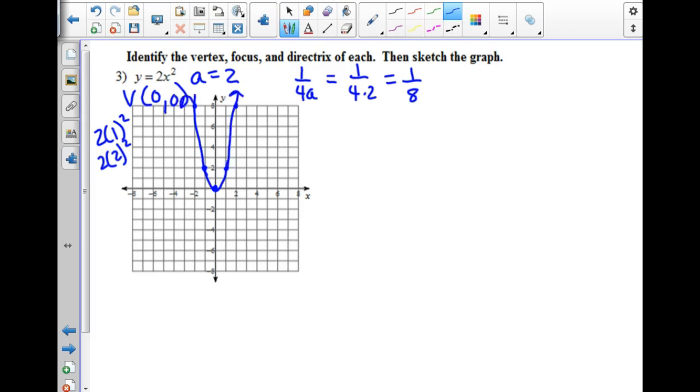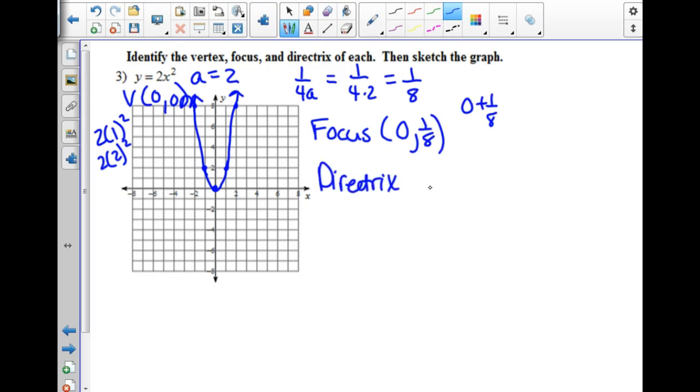All right, now we're going to do the focus and the directrix. We've got our 1 over 4a calculated to be 1/8. The focus would be at the point 0, and then I take my k value, and I do 0 plus 1/8, which of course is 1/8. For the directrix, I will say it's a line y equals 0 minus 1/8, which would be negative 1/8.